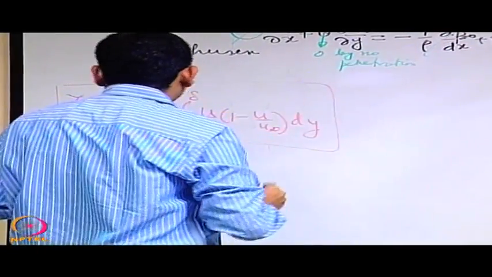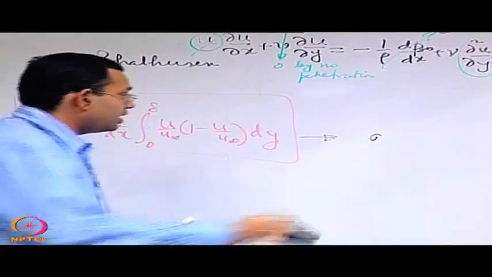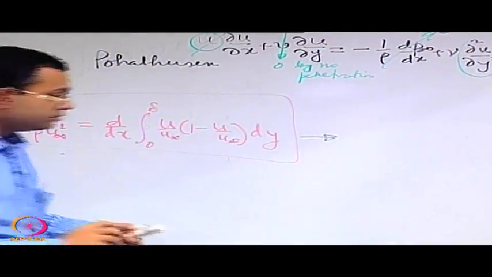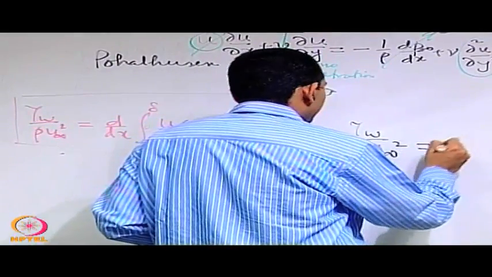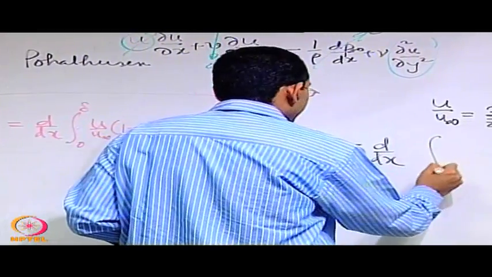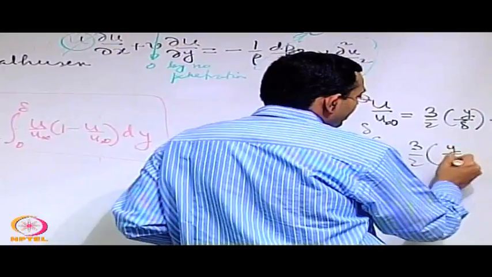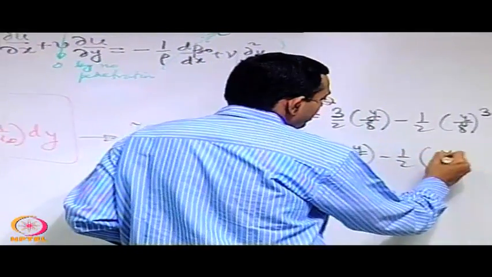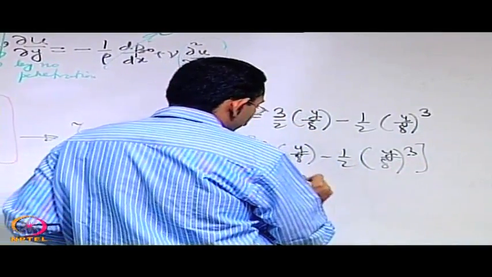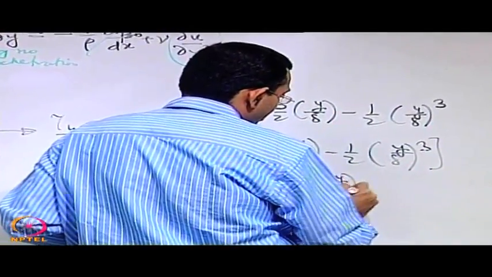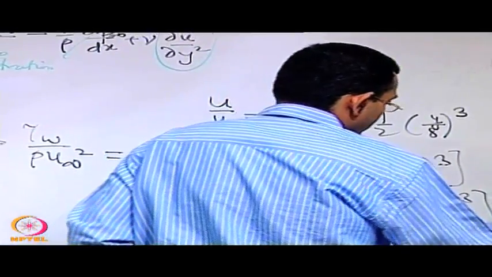So to do that we will write tau wall by rho u infinity square is equal to d dx of integral 0 to delta, now we will write 3 by 2 y by delta minus half y by delta whole cube into 1 minus 3 by 2 y by delta plus half y by delta whole cube, dy.